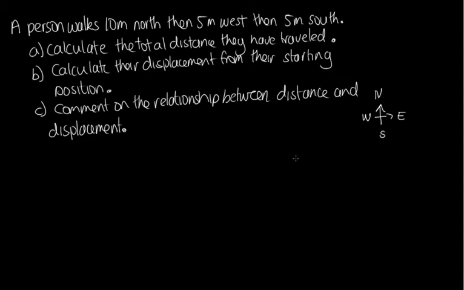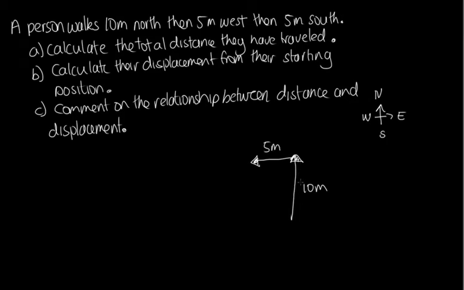So 10 metres north, we'll represent that with this arrow here. So an arrow showing that the person's walking north. Next, the person walks 5 metres west. So we draw an arrow which is half as long as this first arrow, and it's pointing towards the west.